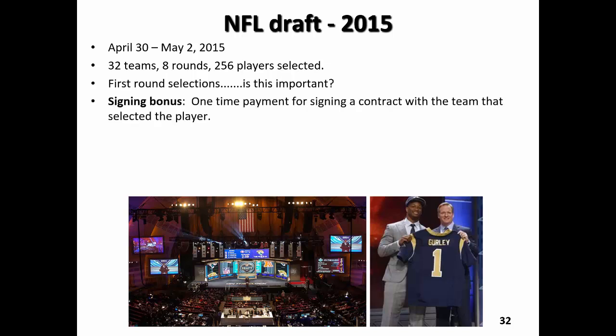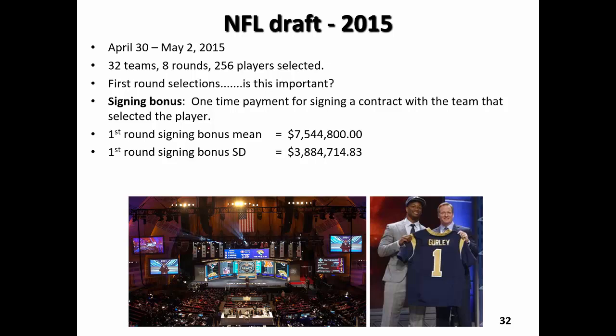One unique aspect of this draft, aside from the salary paid to the players, is that players receive what's called a signing bonus. The signing bonus is not a salary, it's a one-time payment that is made from the team to the player when that player signs a contract after the selection. And in 2015, for the 32 players selected in the first round, the average signing bonus was just over $7.5 million.